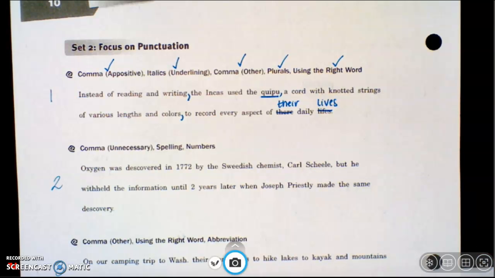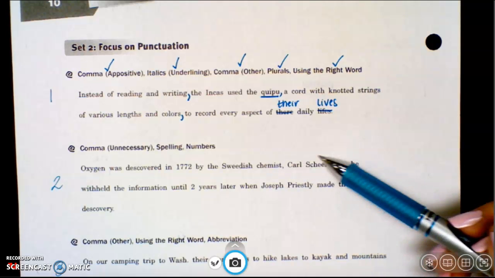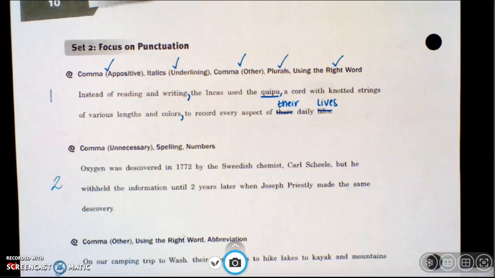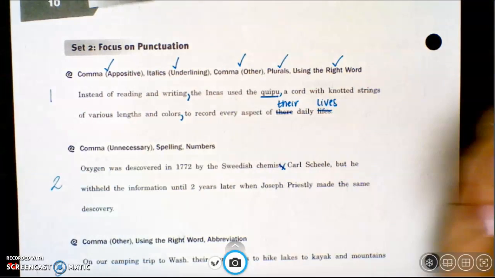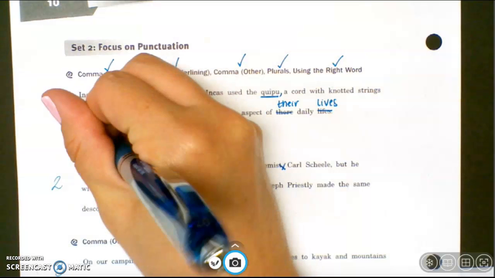And the reason for that is because we are talking about a specific Swedish chemist. For that reason, this information, Carl Scheele, has to remain in the sentence. So it is not a non-restrictive phrase. We have to have that information in order to understand who we're talking about. So this comma after chemist is unnecessary.